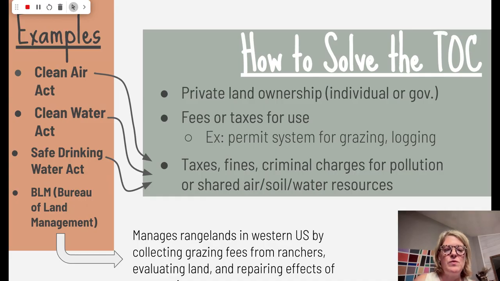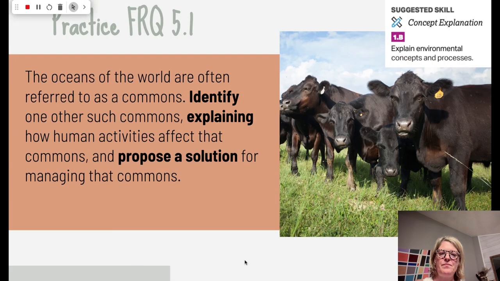And then they also are responsible for repairing the effects of the grazing animals. So if there's any impact where overgrazing potentially happened, then the Bureau of Land Management will go back in and replant grasses and things to maintain those lands, to have some conservation efforts that take place.